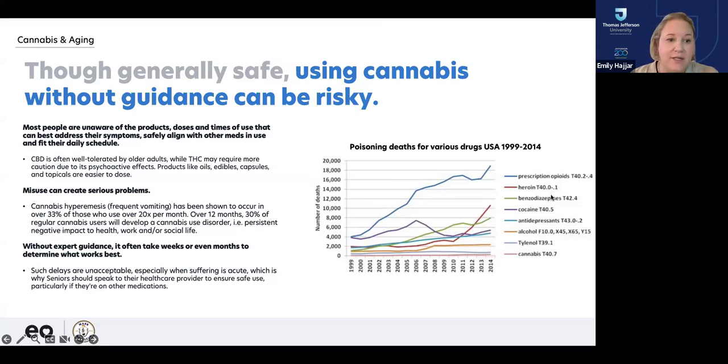So if somebody uses very high doses for very long periods of time, there are risks of cannabis hyperemesis syndrome or even cannabis use disorder. And right now, both of those are seeing about a 30% incidence. And again, with more guided use, it's not as likely to get into those categories.